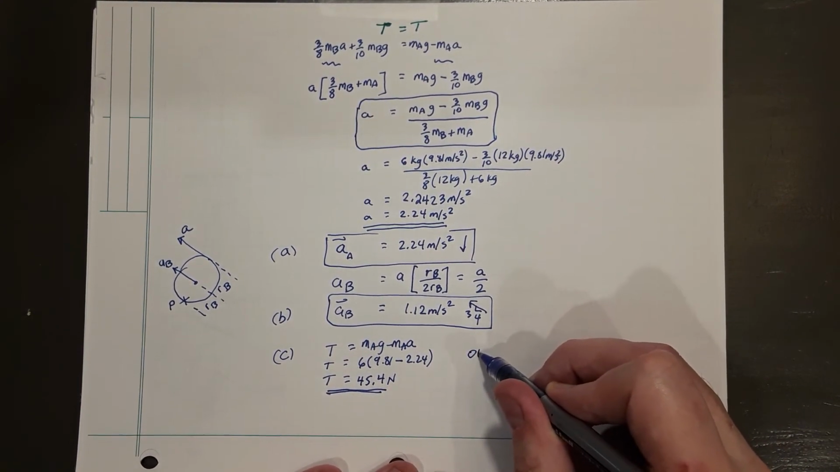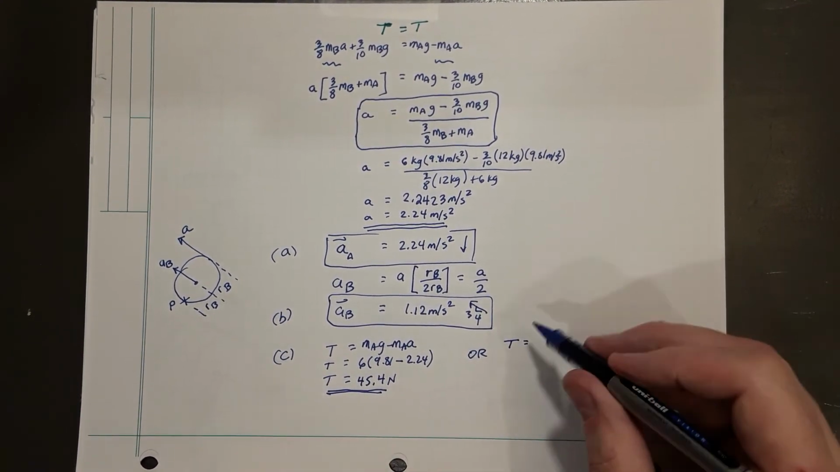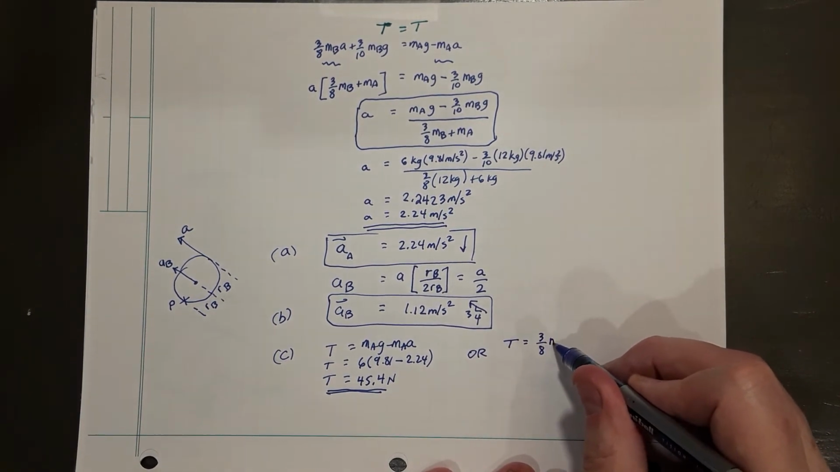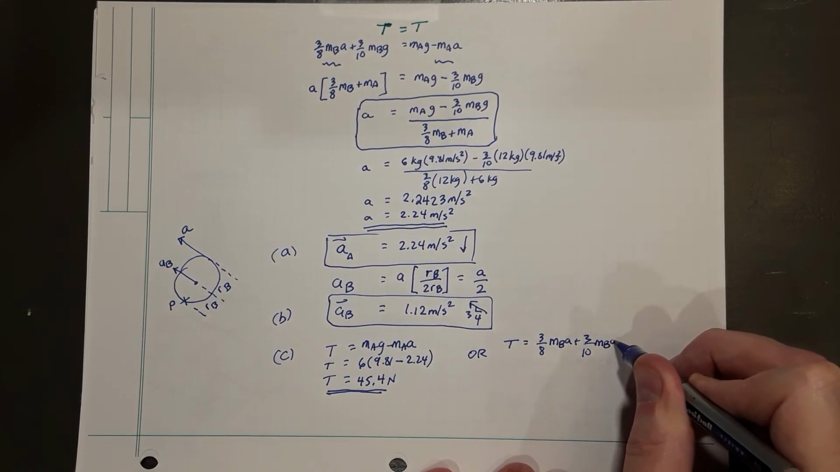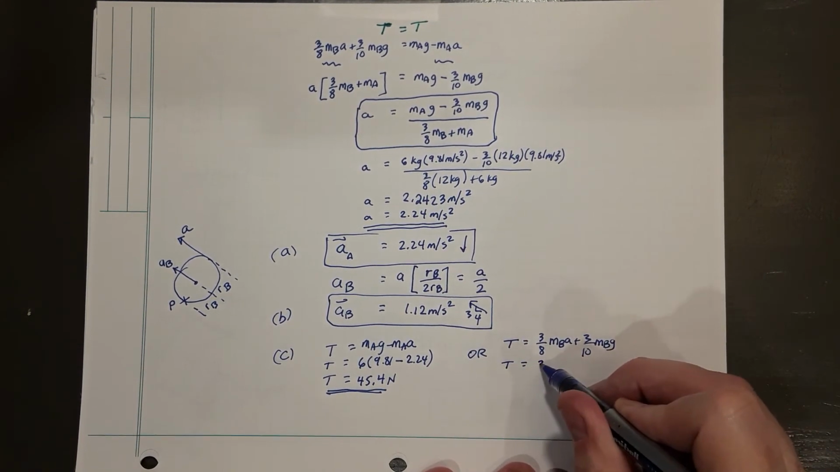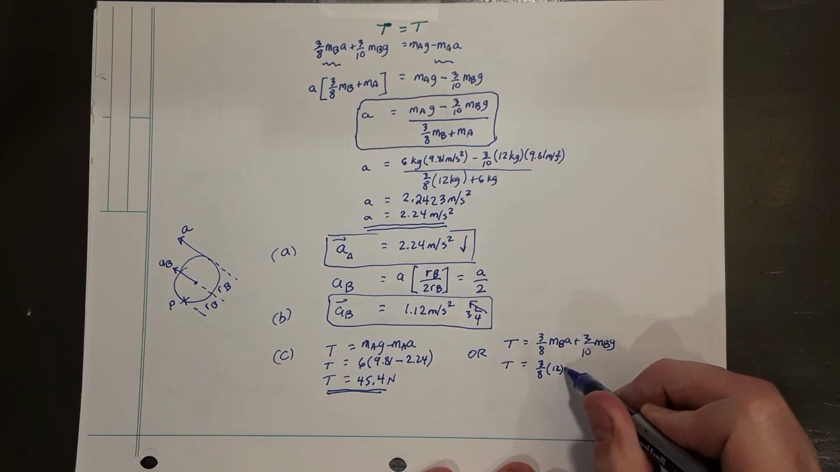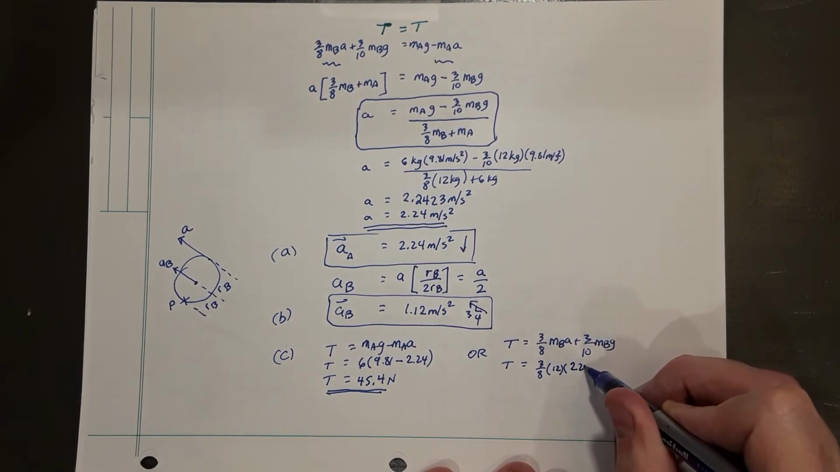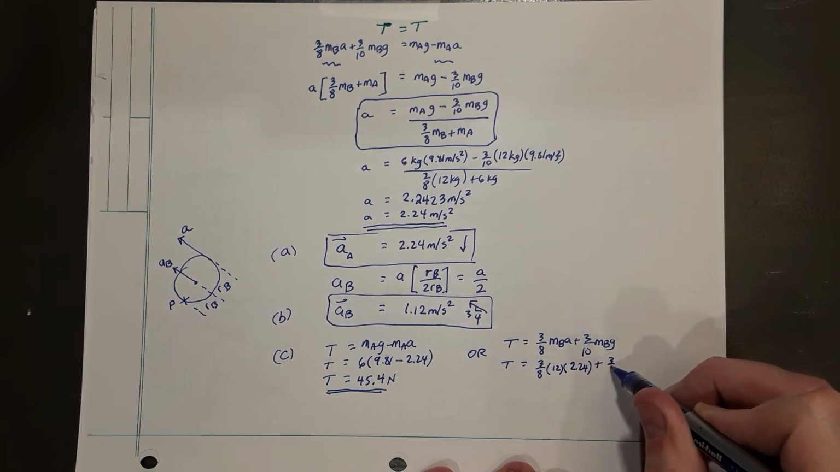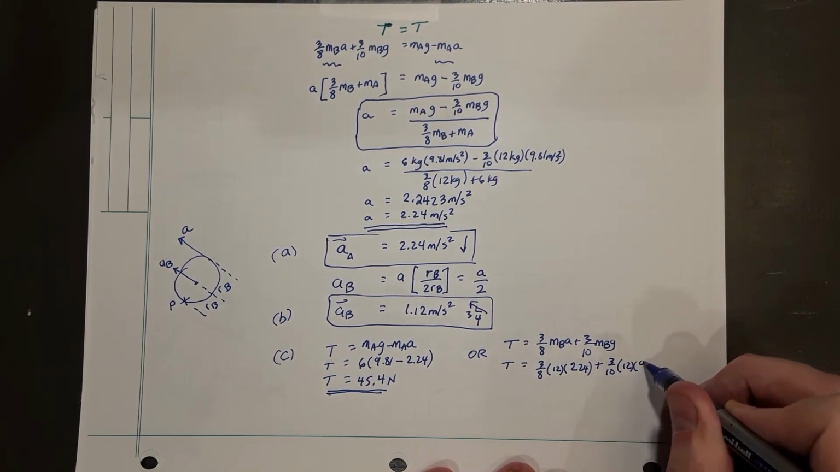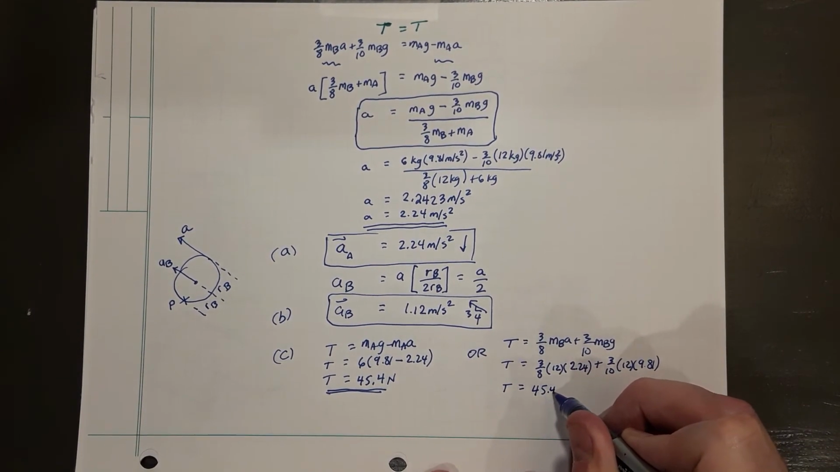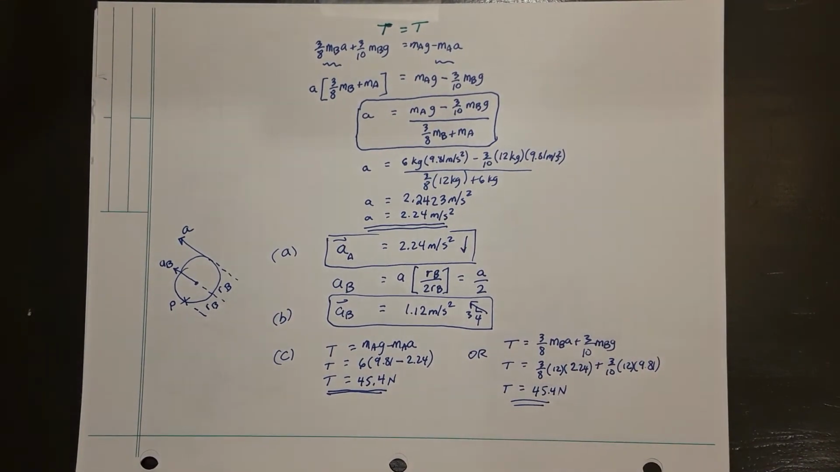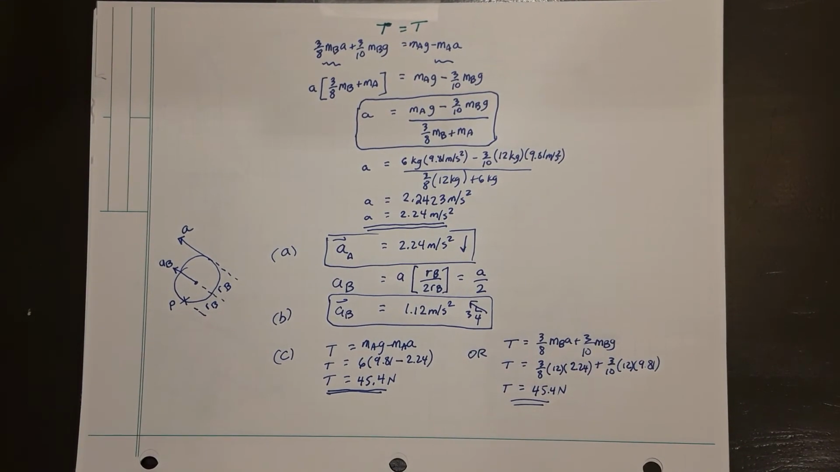You can also check this by using the other equation. If tension is 3/8 MBA plus 3/10 MBG, so that's 3/8 of 12 times 2.24 plus 3/10 of 12 times 9.81, you'll find that you also get a tension of 45.4 newtons. Okay, so getting the tension in the cable, you can always check it with either of these equations.